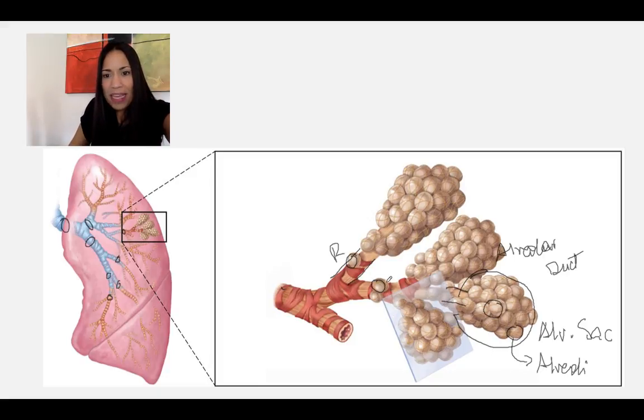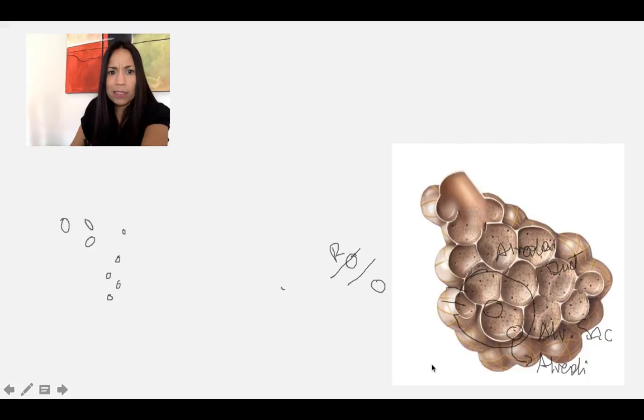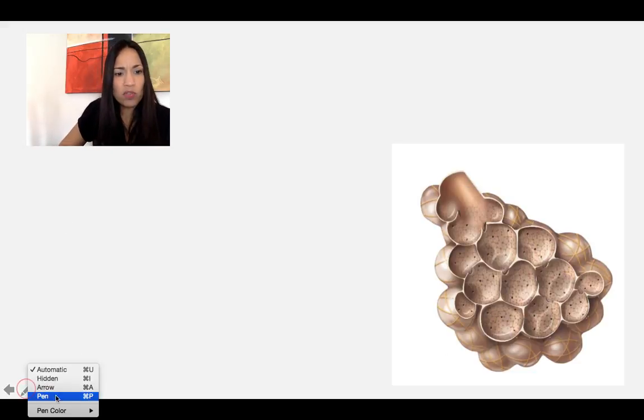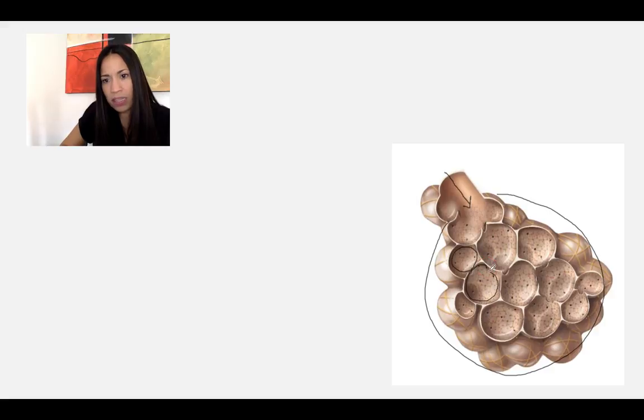So let's try to make a section like this, so we can see how it looks inside. Like this, okay? Same structures. This is the alveolar duct, all of this is the alveolar sac, and each of the little balls are the alveoli.